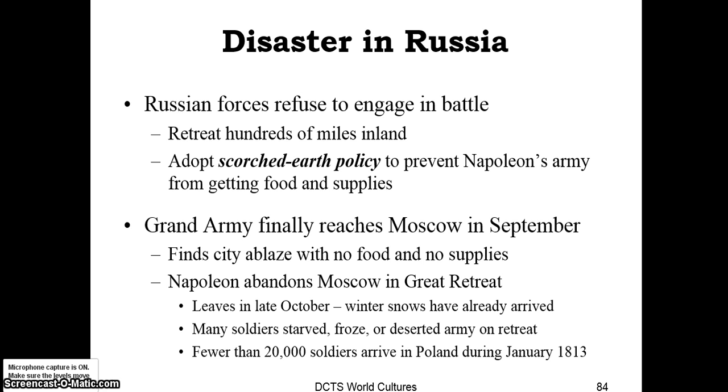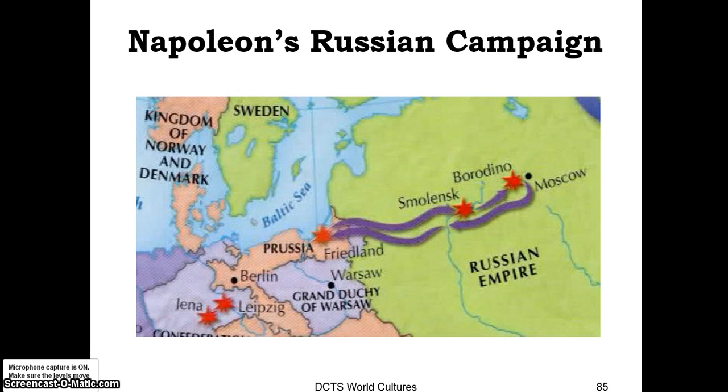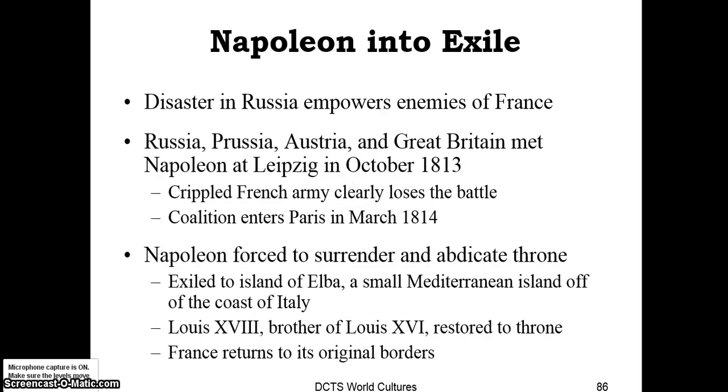From 600,000, fewer than 20,000 men will come back in January. Over 500,000 men will die, just a few from the battles. The majority will die from the Russian winter because they are not nearly as prepared as they should be for it. As you can see, here's a map of the Russian campaign. They go as far as Moscow, and then they retreat back to Prussia, or what's now Poland.